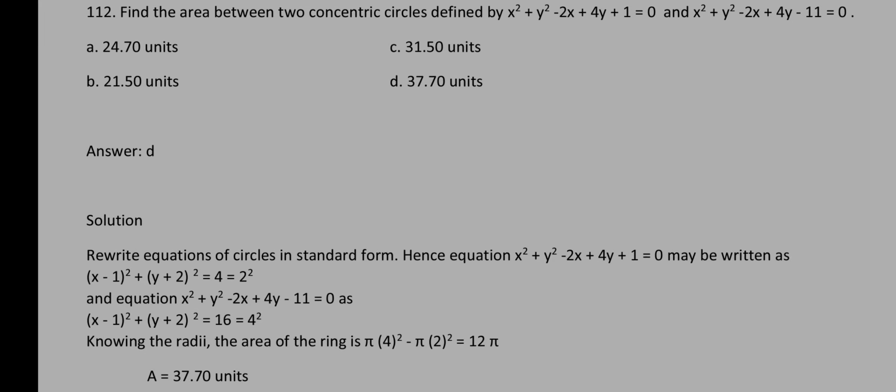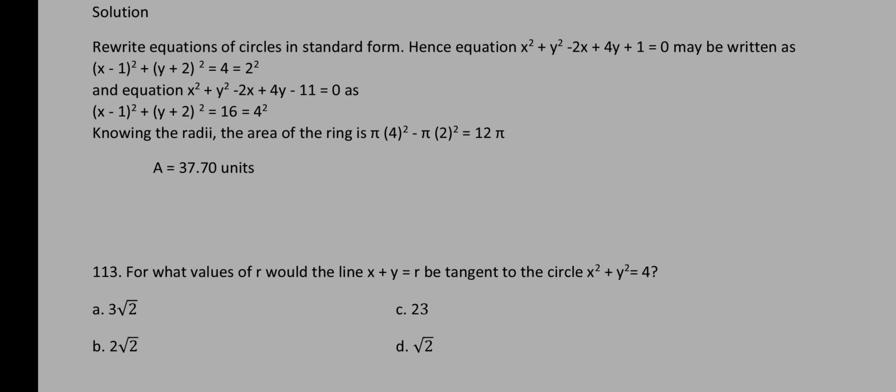Solution, rewrite equation of circles in standard form. Hence, equation x squared plus y squared minus 2x plus 4y plus 1 is equal to 0 may be written as quantity x minus 1 squared plus y plus 2 squared, quantity nun is equals to 4 or 2 squared. And equation x squared plus y squared minus 2x plus 4y minus 11 is equal to 0, gagawin mo siya, papaliitin mo. Magiging x minus 1 quantity squared plus y plus 2 quantity squared is equals to 16 or 4 squared. So, magagamit ka dyan ng completing the square din.